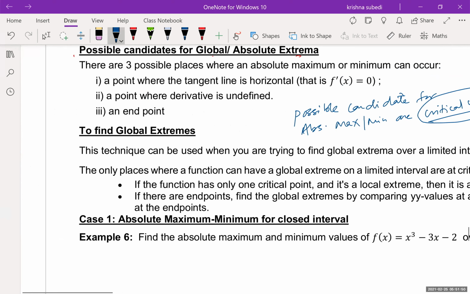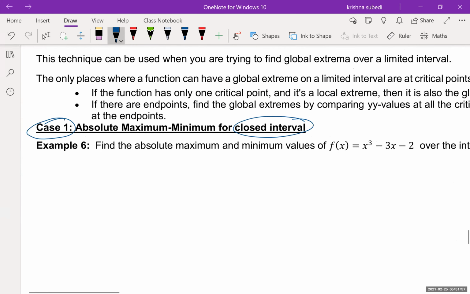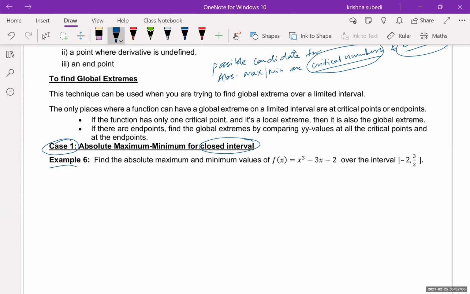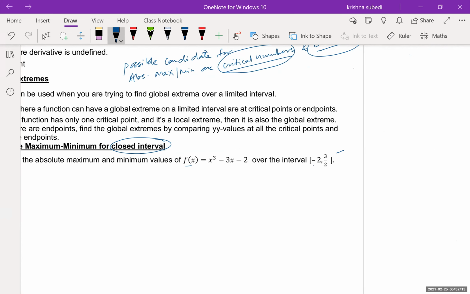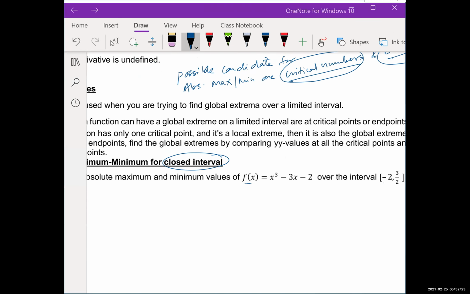Let us look at example 1. So absolute maximum or minimum for a closed interval. If you look at this example 6 here, find the absolute maximum and minimum values of the function f of x equals x cubed minus 3x minus 2 over the interval [-2, 3/2]. Now this one is a closed interval. I trust that you know what a closed interval and an open interval are. In high school you learned that. Just in case you forgot, let me remind you.